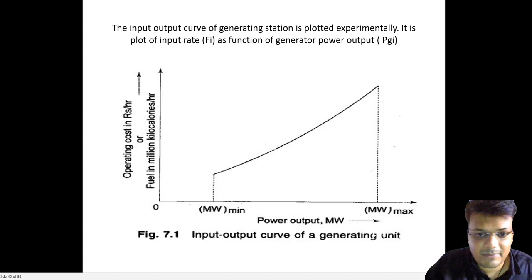So it is in our syllabus. If anybody asks what is the input output curve of a generating unit, simply explain this curve and the theory I have told you. Discuss it in one or two paragraphs and you will get full marks. Like that, as the power output is increasing, the input fuel is increasing. It is almost a linear equation.